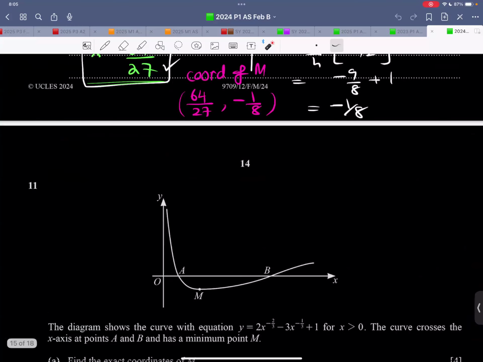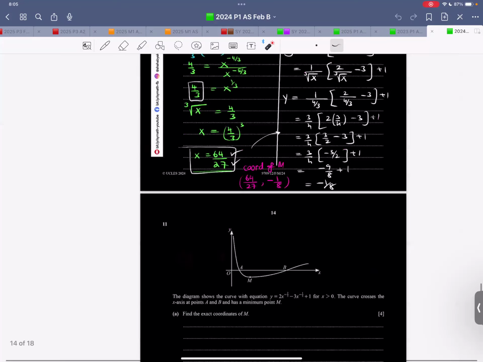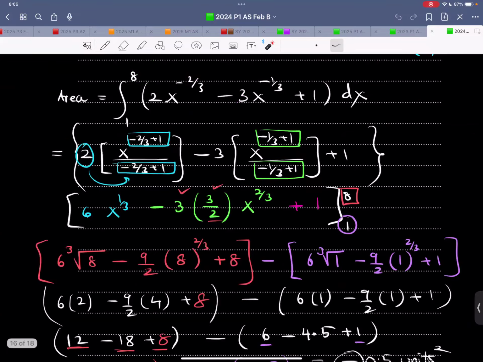So one answer is 1 comma 0, the other is 8 comma 0. So basically plug in the limits between 1 and 8. So now over here, increase the power by 1, divide by the new power, increase the power by 1, divide by the new power.